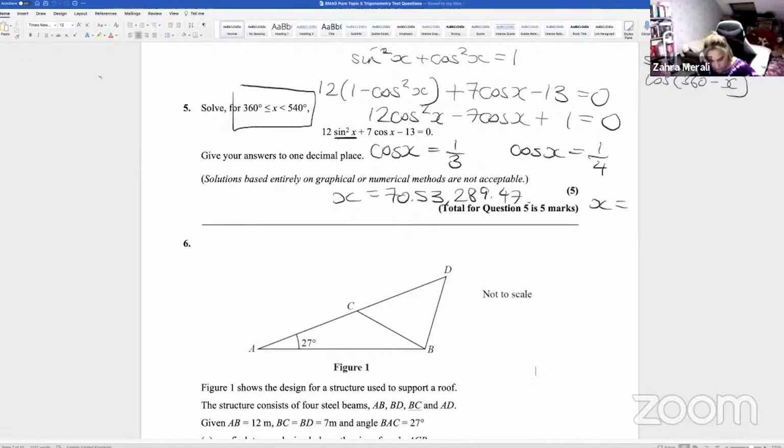And then I'm going to do the same for a quarter. Shift cos of 0.25, I get 75.52. 360 minus that gives me 284.48. Now remember, we can add 360 and minus 360. If we take the 70.53 and add 360, we get 430.5. If we add any more, it's not going to give us an answer in that range, so we're all good. And we do the same with the 75.52 and we get 743.5.